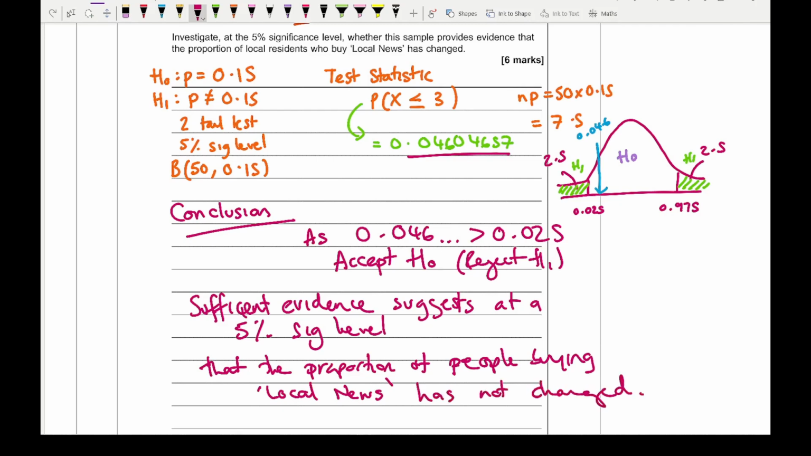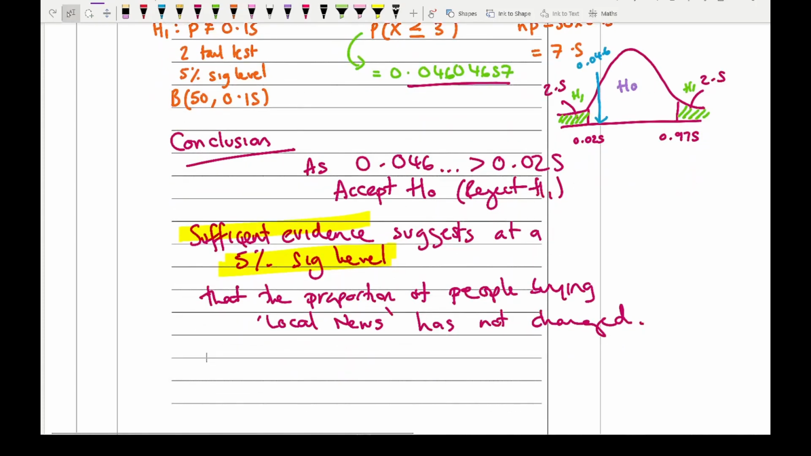And again, when doing any hypothesis testing and writing your conclusion, it's always important that you say that there is sufficient evidence, testing at a 5% significance level. Always remember to include that significance level in your conclusion, and then state what that actually means in real life. And that concludes the end of this walkthrough.